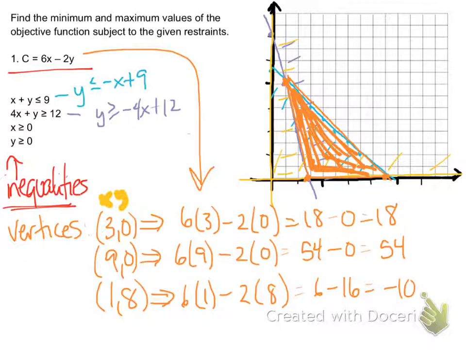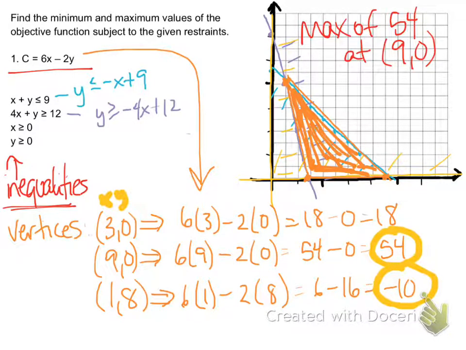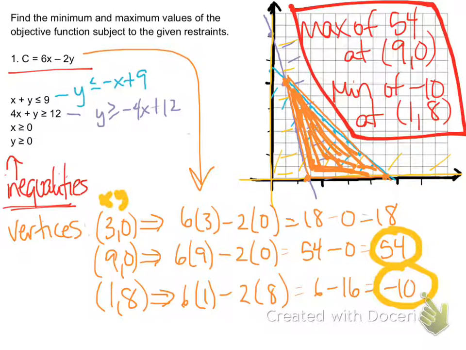And so now looking at these values, the biggest value is 54, and the smallest value is negative 10. So therefore we have a max of 54 at 9, 0, and a min, or minimum value, of negative 10 at the ordered pair 1, 8. And this is our solution.